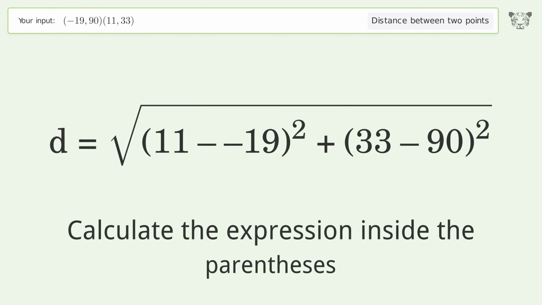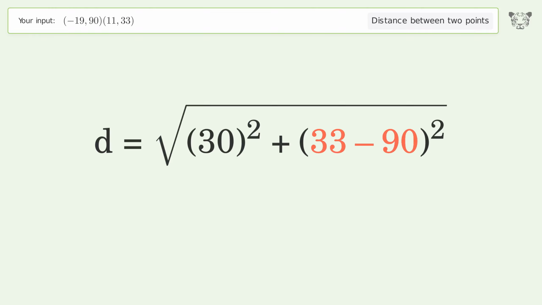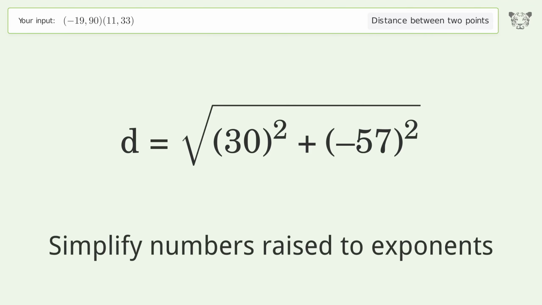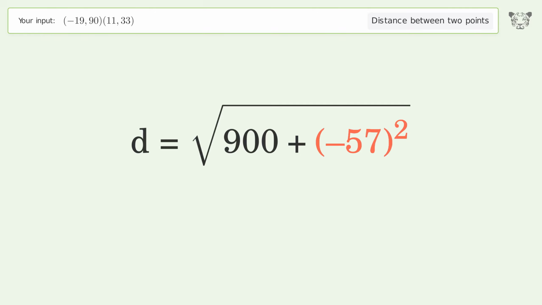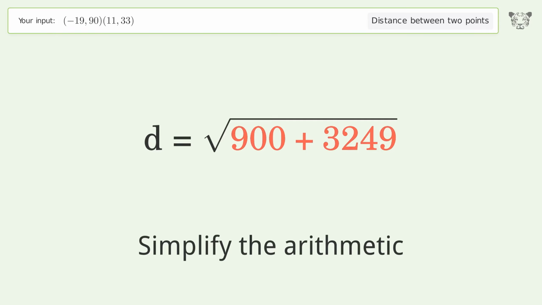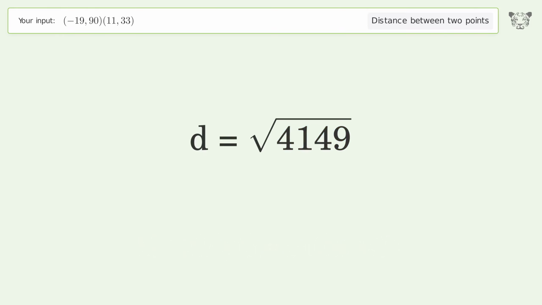Calculate the expression inside the parentheses. Simplify numbers raised to exponents. Simplify the arithmetic. And so the distance between the 2 points is the square root of 4,149, or 64.413.